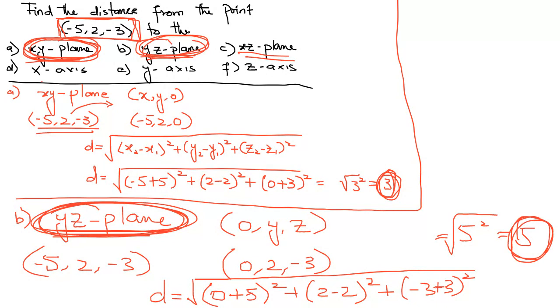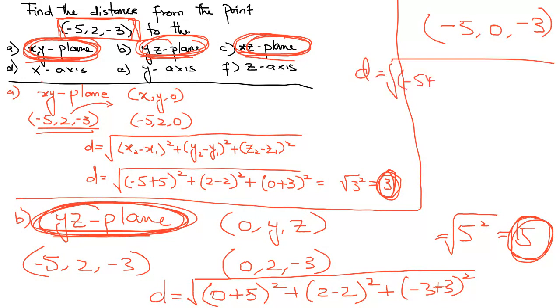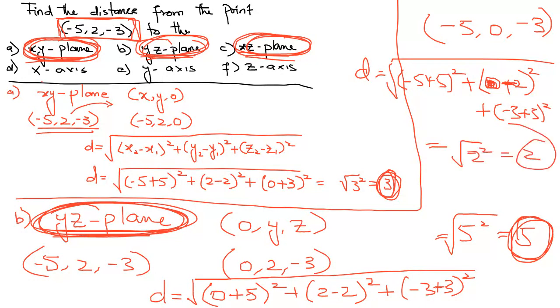Similarly, you can find the XZ plane. XZ plane means y is 0. So you will get -5, 0, and -3. The distance becomes the square root of -5 plus 5 whole square plus 0 minus 2 whole square plus -3 plus 3 whole square, which is equal to the square root of 2 square, equal to 2. So the distance C is equal to 2.